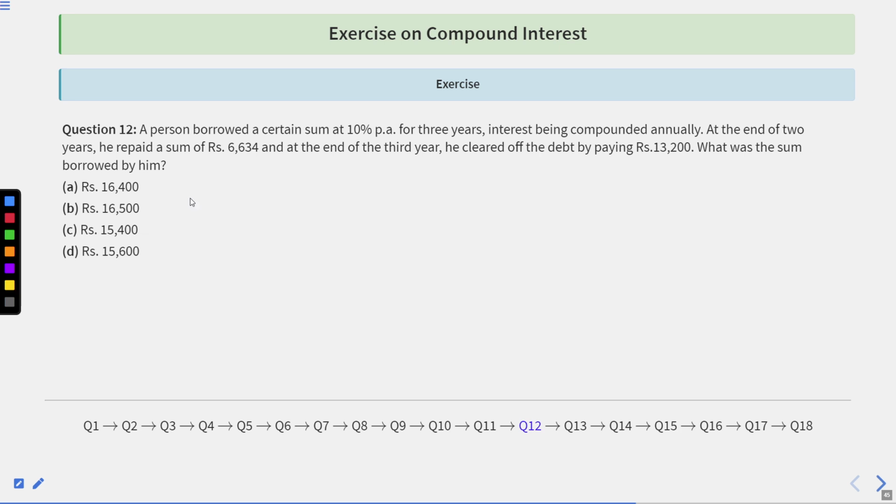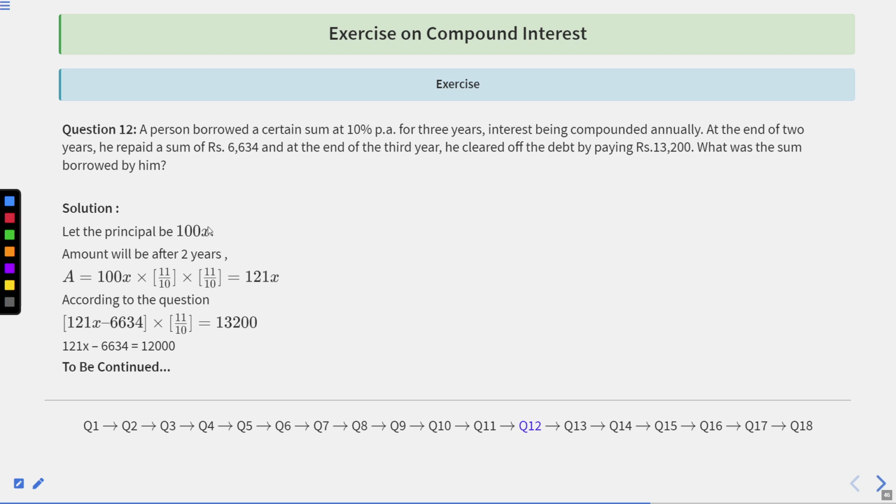Question number 12. A person borrowed a certain sum at 10% per annum for 3 years, interest being compounded annually. At the end of 2 years, he repaid a sum of rupees 6,634, and at the end of the third year, he cleared off the debt by paying rupees 13,200. What was the sum borrowed by him?